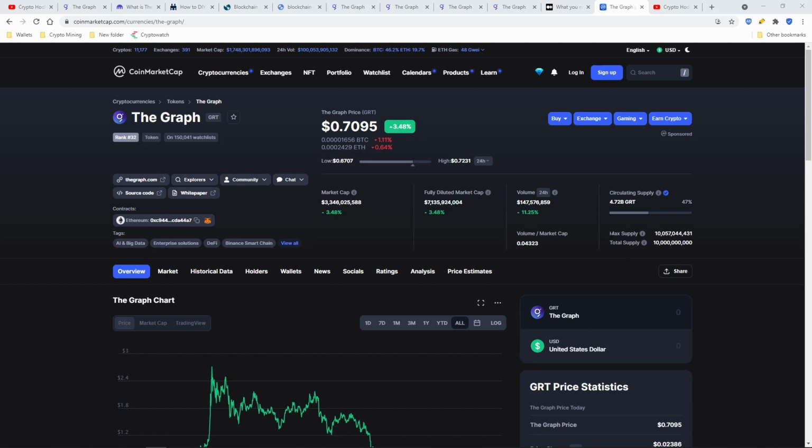They will have a maximum supply of 10 billion, 57 million, and 44,000, which is a weird number when you think about it. The total supply of coins that have already been created is 10 billion, so they're about 57 million away. And the circulating supply is about 4.72 billion. They're circulating about 47%, which is about half of it.